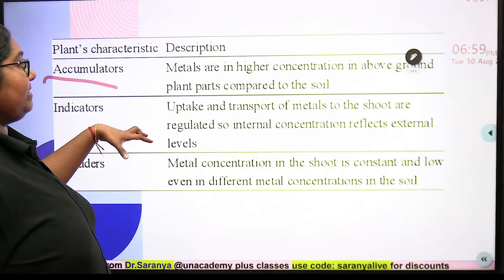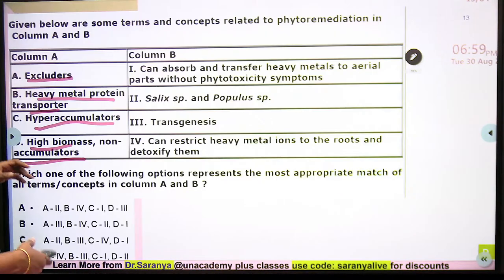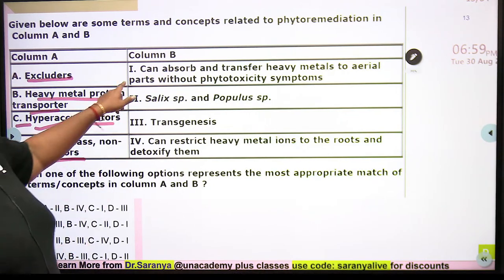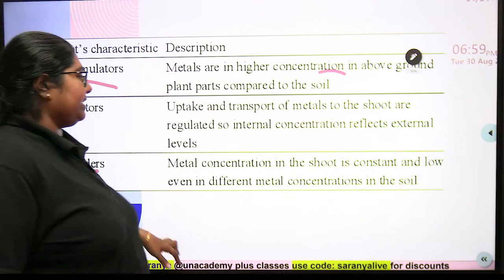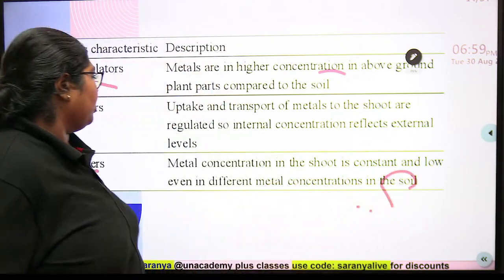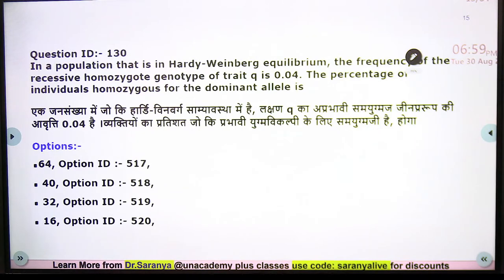Accumulators means it will be above the ground. Okay, so compared to the soil, everything will be above the ground. So which one can be this accumulator? If you say it is hyper accumulator, yes, it is going to be the aerial parts. Right, so that is what is going to be the hyper accumulator. Okay, and what is going to be a non-accumulator? Yes, non. And what is an excluder? Excluder is for the root. Okay, so excluder is going to be in the soil. Right, fine. And this is the simple question from your phytoremediation.